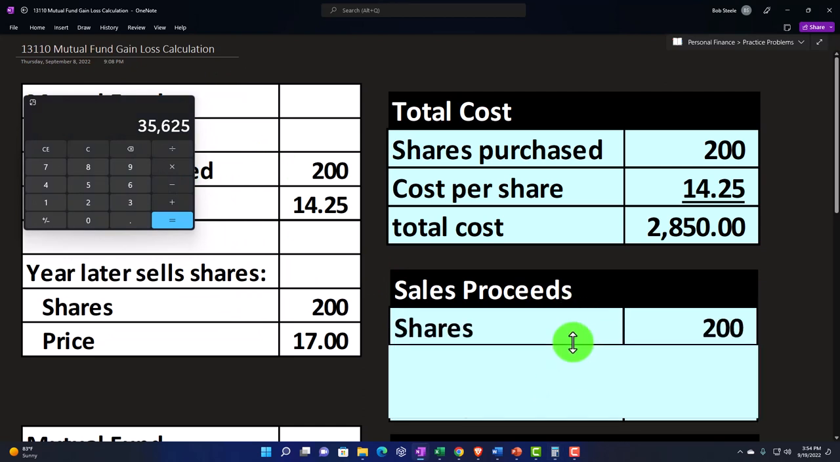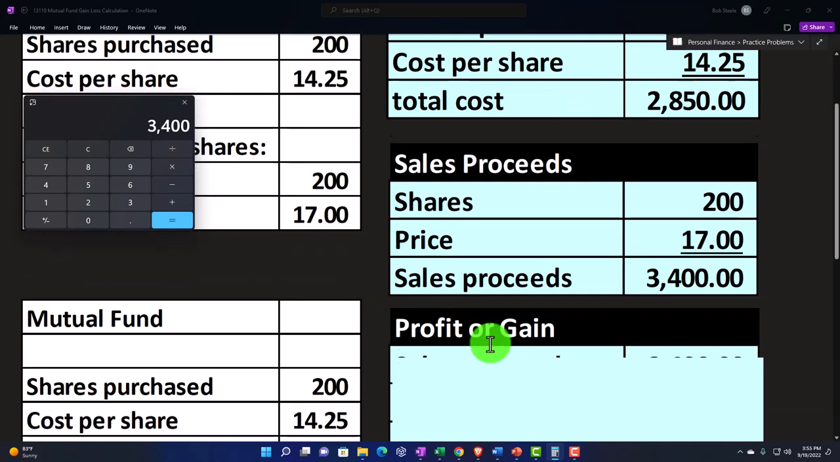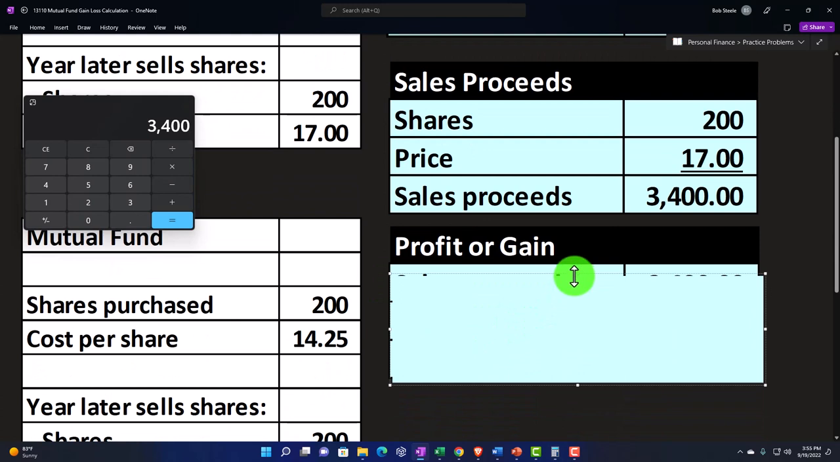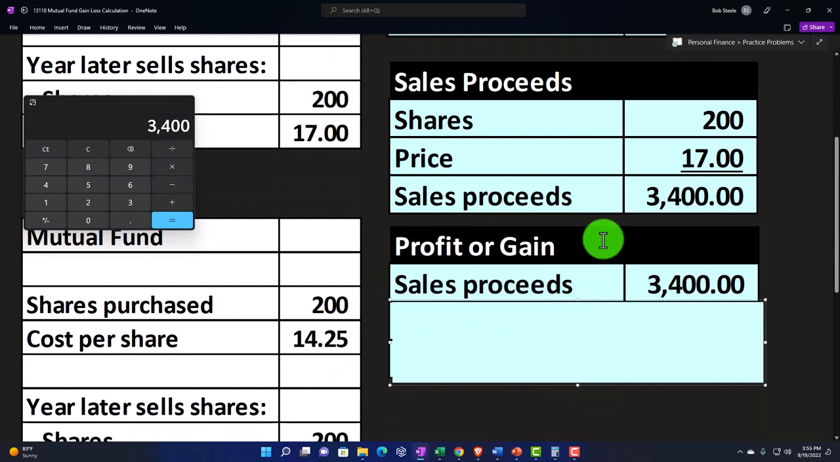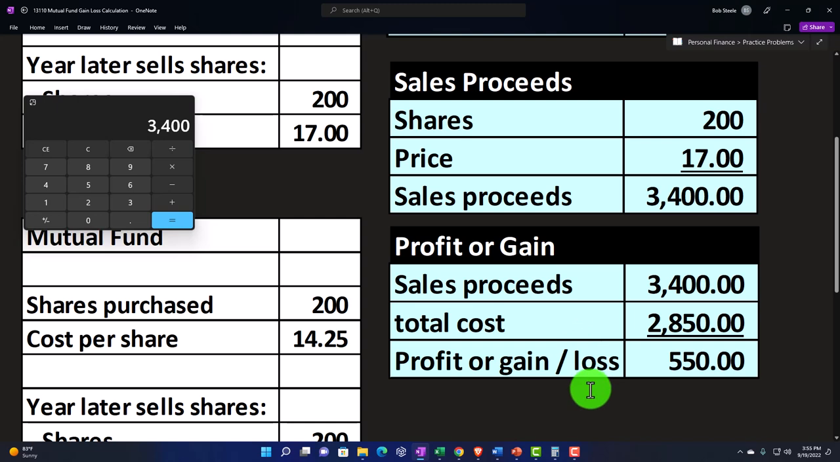We're going to sell all of them, all 200 shares. And the price is $17. That means the proceeds that we receive are going to be 200 times the 17, or 3,400. So then, of course, the gain is the difference between the two. The sales price was $3,400 a year later, and we bought them for $2,850, and that means we have a gain of $550, which could be subject to taxes like a capital gains in a similar way as with the stocks.